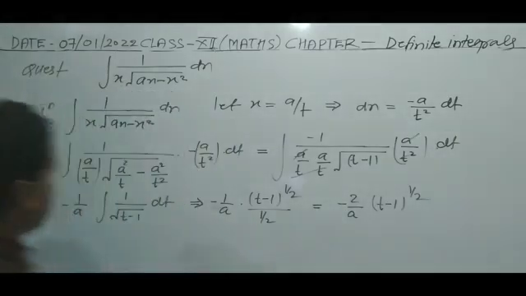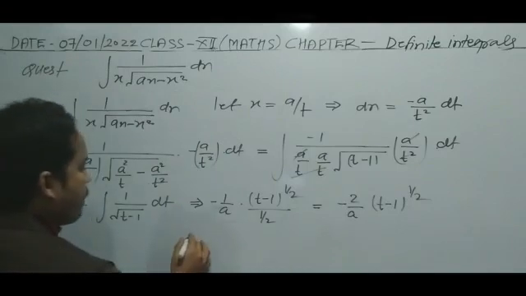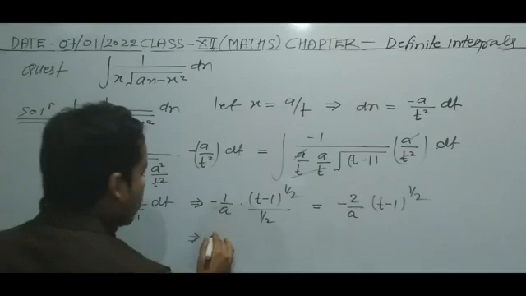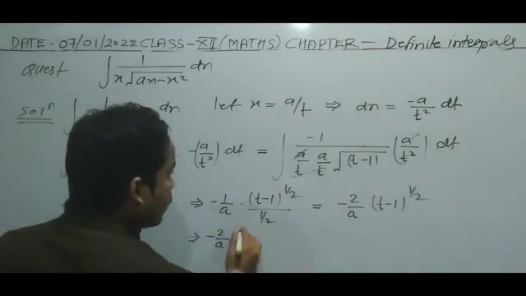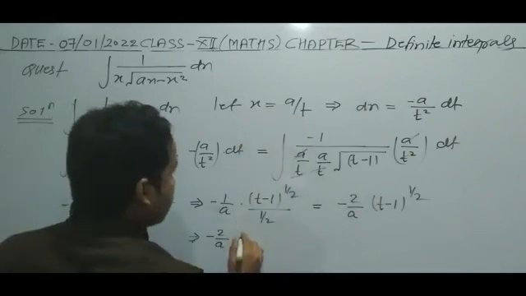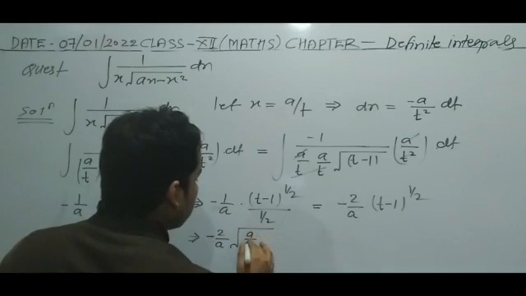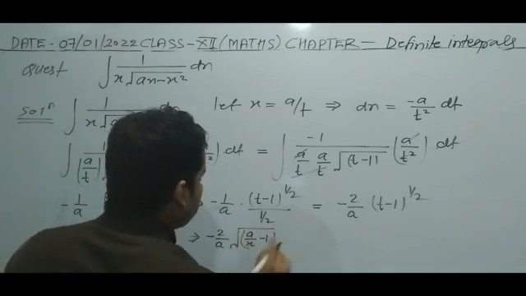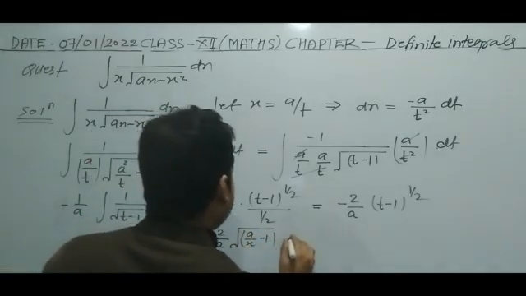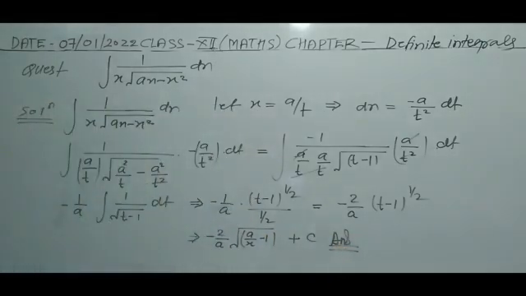Now the answer. What can we write as the answer? The answer we can write as minus 2 upon a, t result is a by x, so root over a by x minus 1 plus c. Now this is the answer. Now you can see.